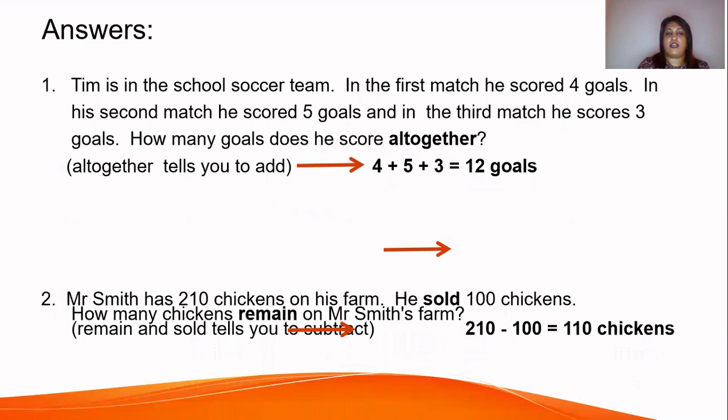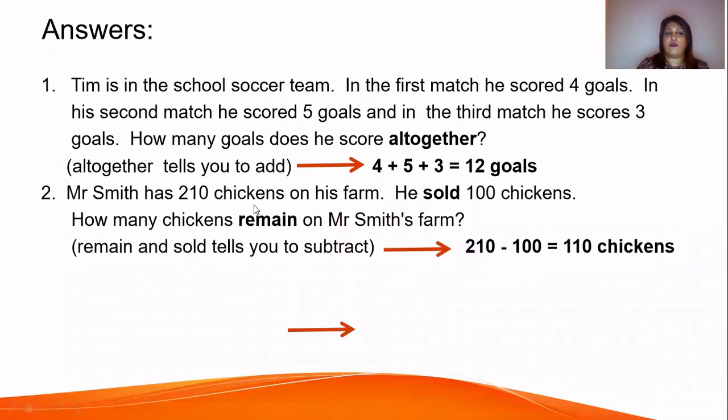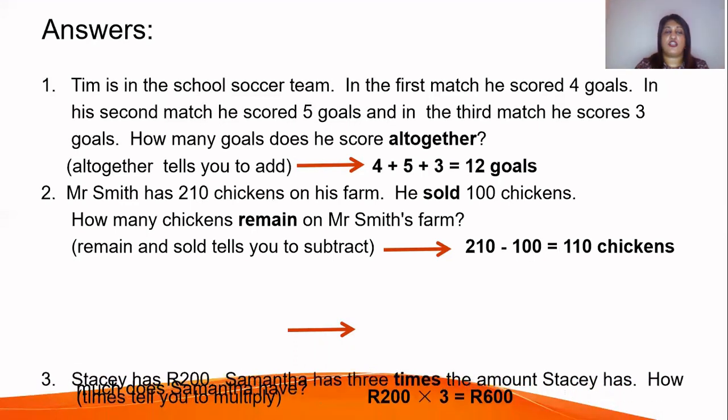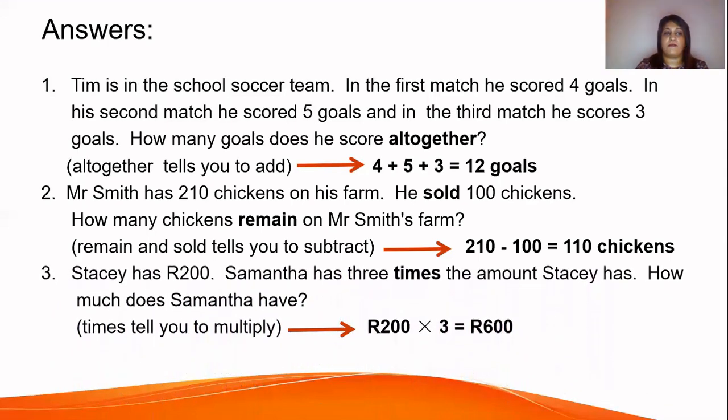Mr. Smith has 210 chickens on his farm. He sold 100 chickens. How many chickens remain on Mr. Smith's farm? So the word remain tells you I've got a minus, and sold tells you that he got rid of it, so I have to take it out. So remain and sold tells you that you have to subtract. So 210 minus 100 gives my number sentence here. 210 minus 100 gives me 110 chickens. So can you see how we are taking a word problem and making a number sentence for it?